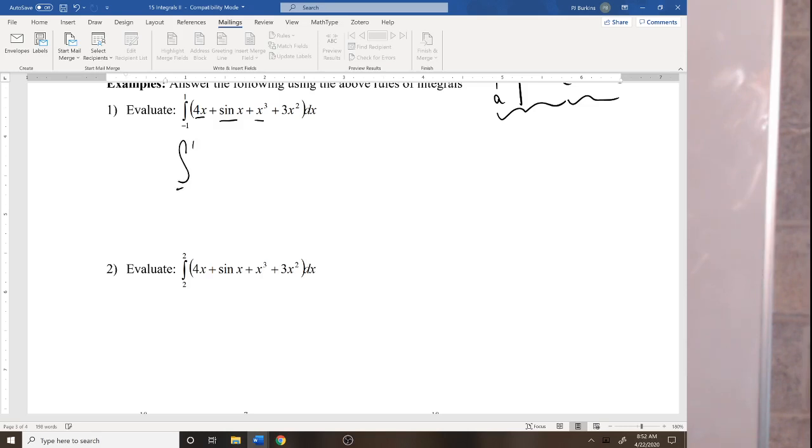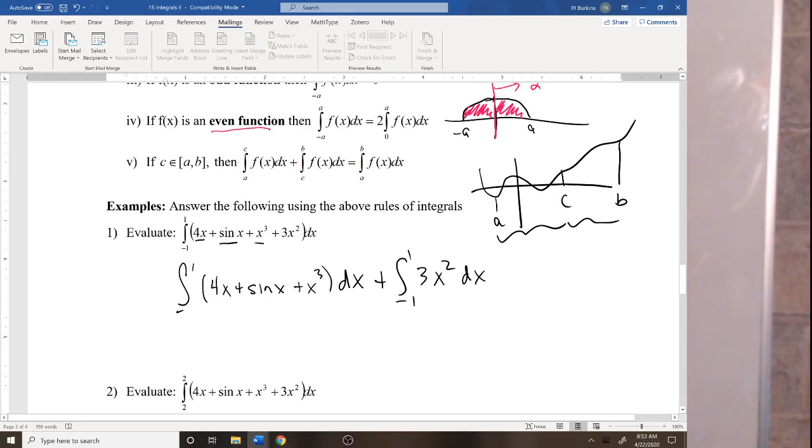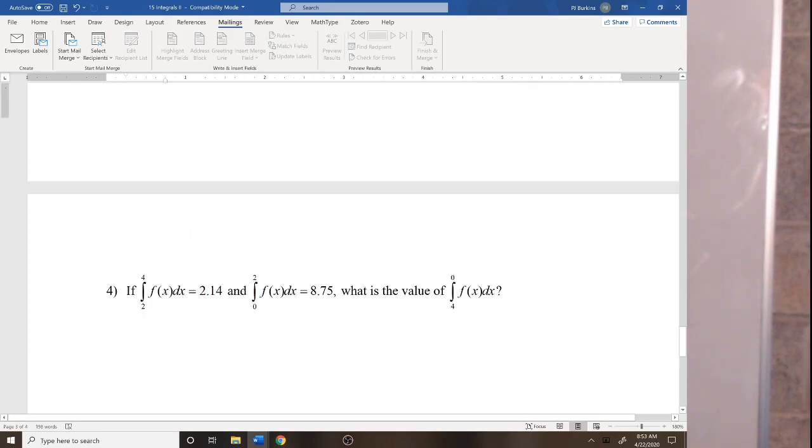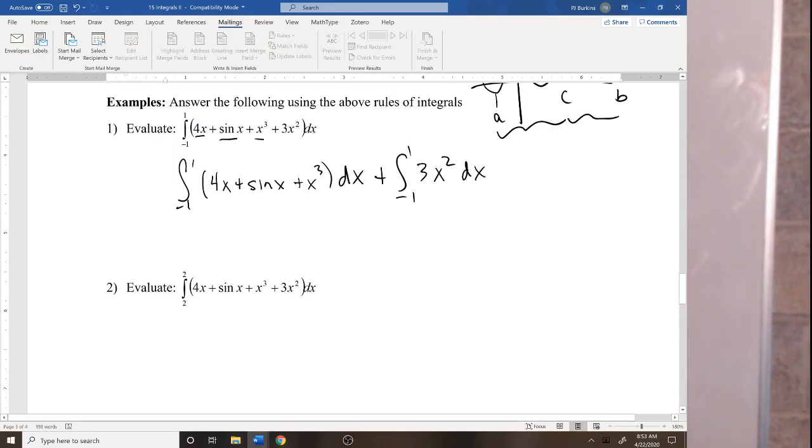So this is the integral from -1 to 1 of 4x plus sine x plus x cubed dx, plus another integral from -1 to 1 of 3x squared dx. If we go back to the rules, it says odd functions from -1 to 1 is going to be 0. So this whole first part is 0.